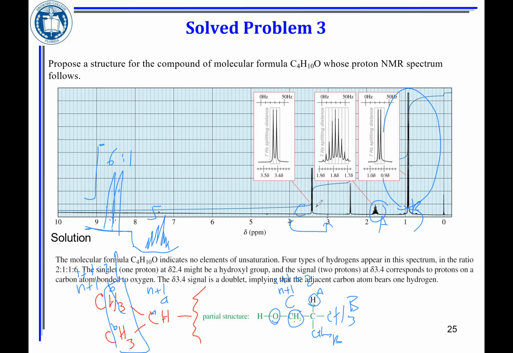And that gives the location. So we have the location, and we have the height ratio. The height ratio corresponds to the number of hydrogens that we have, for which we need the integration line.